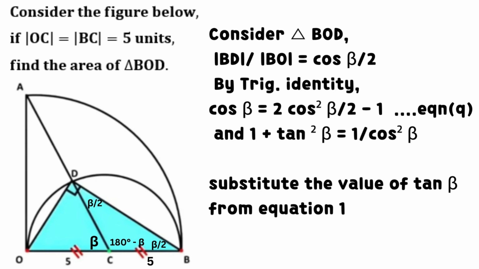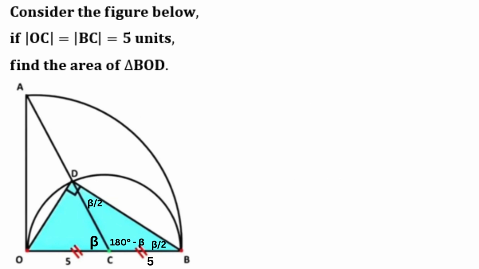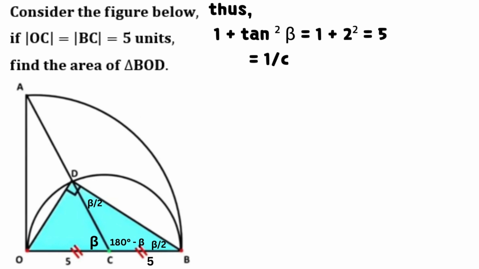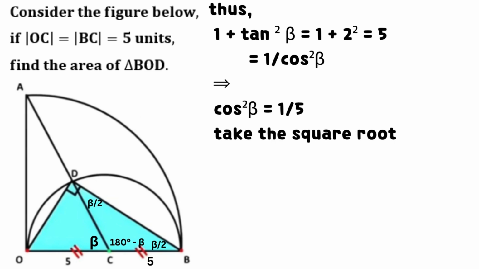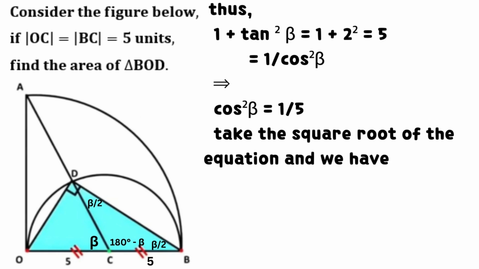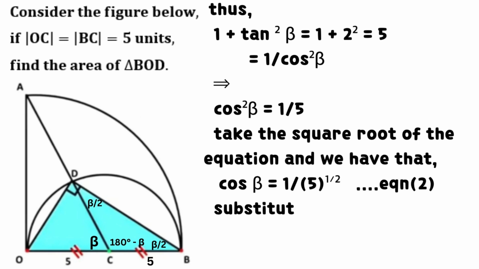And the sum of 1 and tan square beta equals 1 divided by cosine square beta. Substitute the value of tan beta from equation 1. Thus, the sum of 1 and tan square beta equals 5, which equals 1 divided by cosine square beta. Take the square root of the equation and we have that cosine beta equals 1 divided by the square root of 5. We call it equation 2.